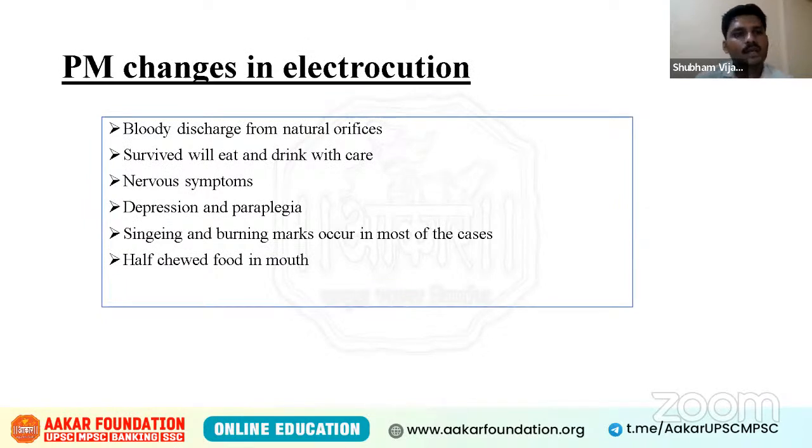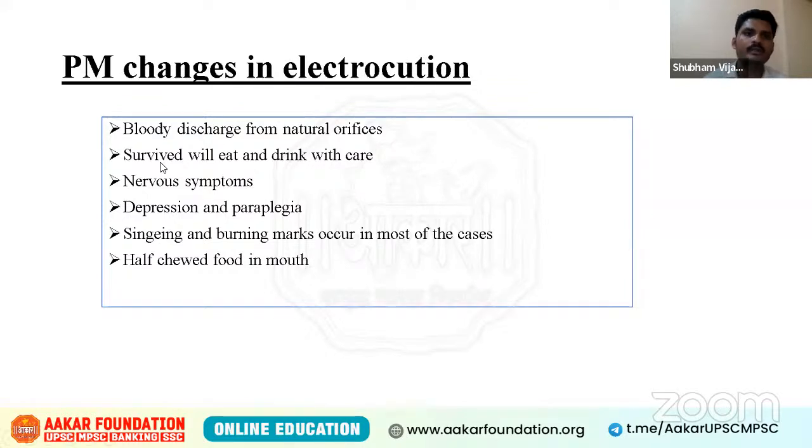Then what different types of PM changes may we witness after the death of an animal by electrocution? There is bloody discharge from the natural orifices, as there is a break in the blood vessels that leads to drainage of blood. So from the natural orifices, blood will come, especially from the ear and nose. Then the survived animal. Although we have taken PM changes here, one point we have taken is, if the animal survives, what symptoms will it exhibit?